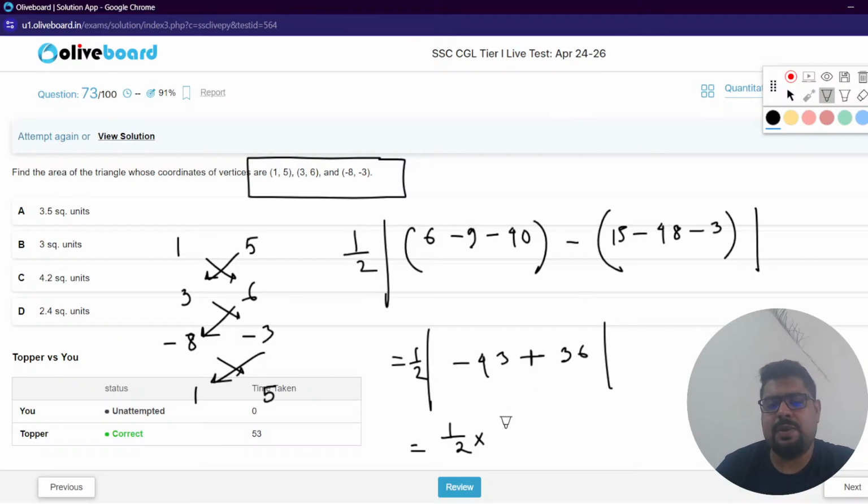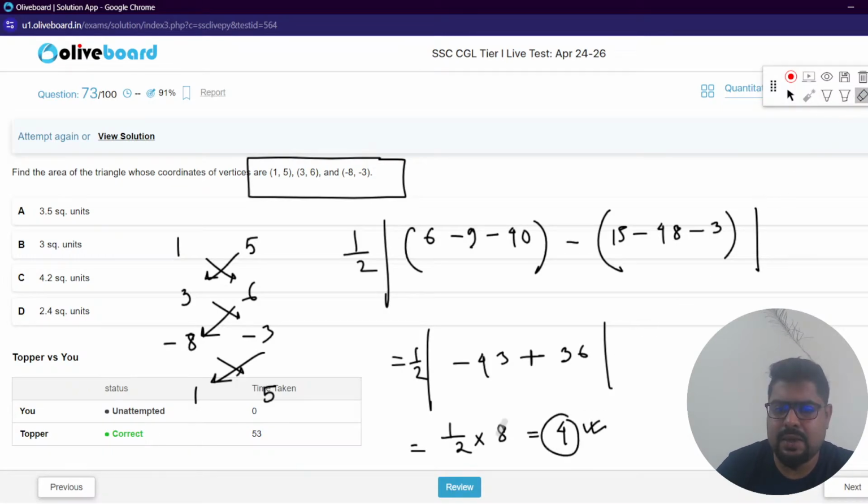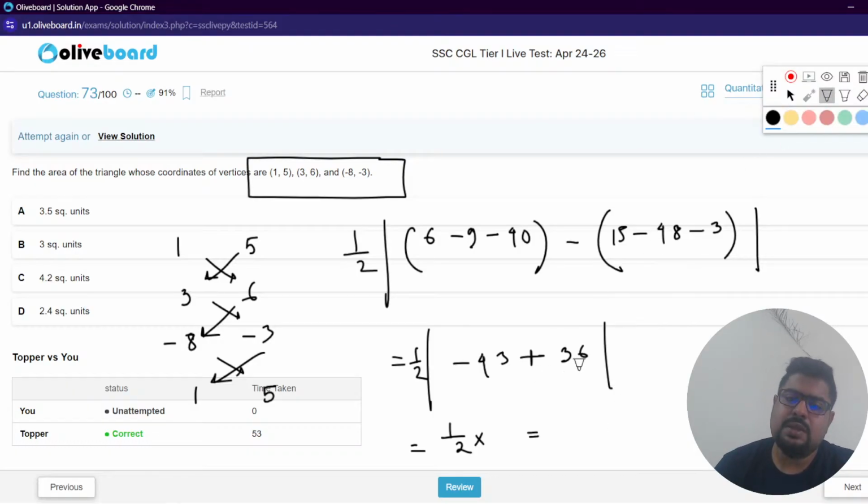43 and 36, meaning sir, this is 4 and 3, 8, sir. So I'm getting 4. 1 second. 4 and 3, 8 is 7. I have messed up. Sir, 36, 47, so 3.5 will be the answer, option A.